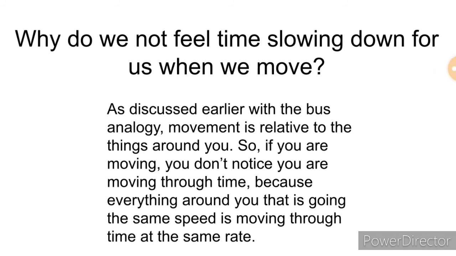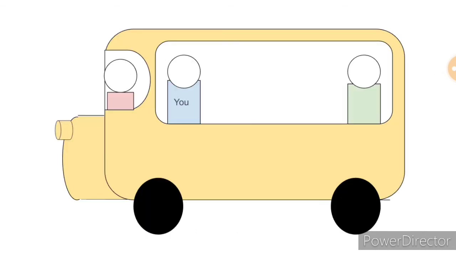Why do we not feel time slowing down for us when we move? As discussed earlier with the bus analogy, movement is relative to the things around you. So if you are moving, you don't notice you are moving through time because everything around you that is going the same speed is moving through time at the same rate. So if you and me were on a moving bus, time is not speeding up relative to the bus.